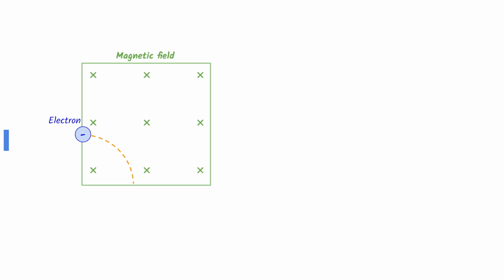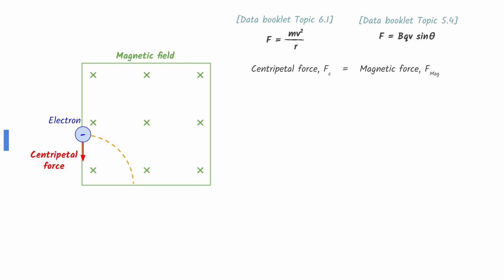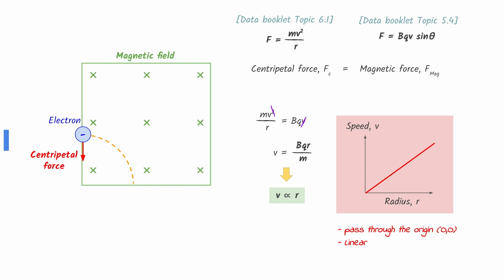Derive a relationship between the speed and the radius to solve this question. The path of the electron inside the magnetic field is circular. This means that there is a centripetal force acting on the electron. There is a magnetic force on the electron since the movement of the electron is perpendicular to the magnetic field. The magnetic force on the electron acts as the centripetal force in this scenario. Use the equations given in the data booklet and simplify. Since B, Q, and M are constants, V and R will be directly proportional to each other. Therefore, the speed-radius graph would look like this, where the line is linear and passes through the origin.